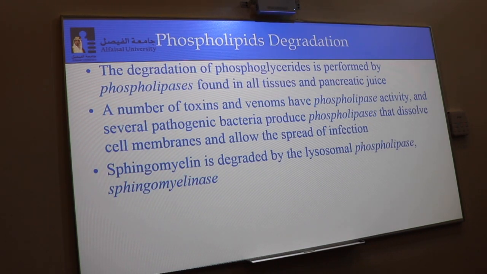Now, we also talk about the degradation of phospholipid. I want you just to know from this slide that the degradation of phospholipid occurs in the presence of an enzyme called phospholipase. These phospholipases can be secreted by toxin-producing organisms. What happens when they secrete phospholipase? The phospholipase will degrade the phospholipid and dissolve the cell membrane, and this will allow them to spread the infection. So they use these enzymes to degrade the phospholipid and dissolve the cell membrane in order to allow the spreading of the infection.